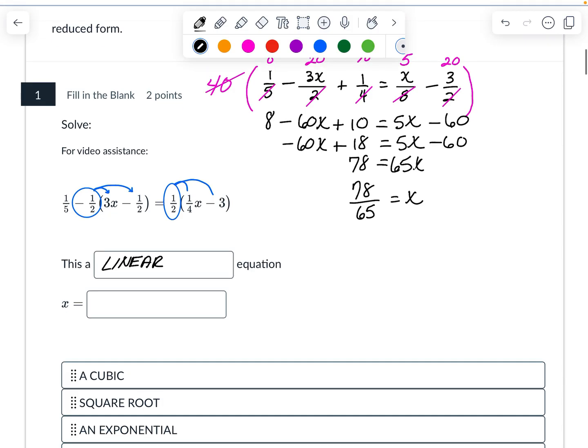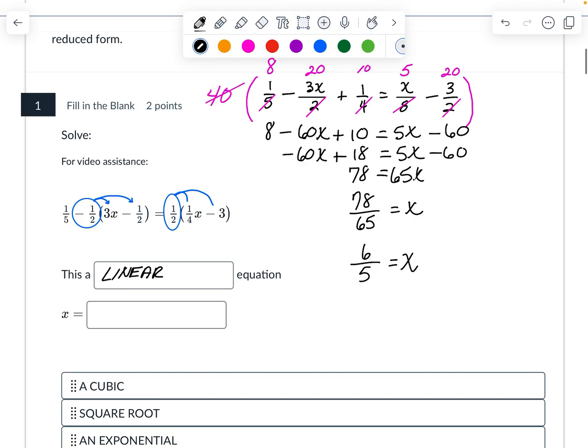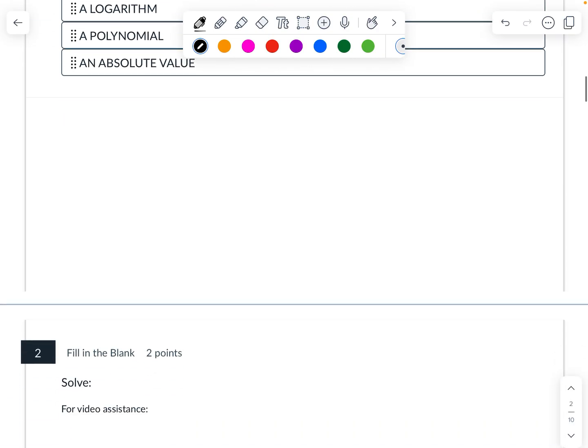And those numbers are divisible by 13. 78 divided by 13 is 6. And 65 divided by 13 is 5. Alrighty, that is it. So this answer is 6/5. The next one.